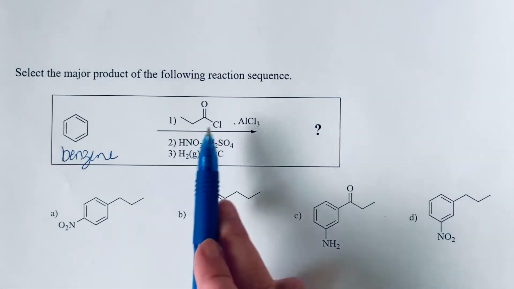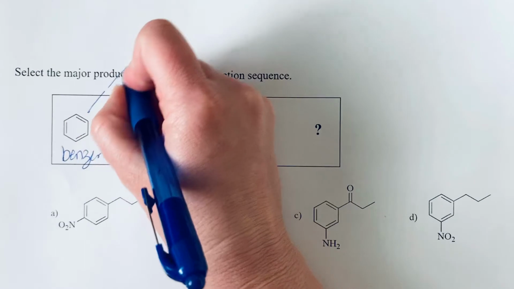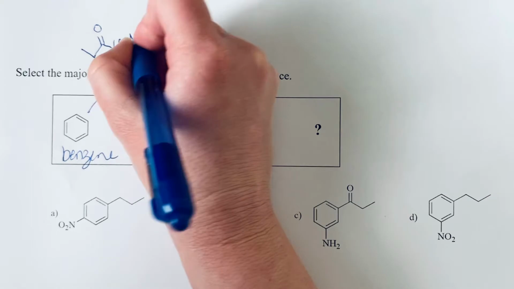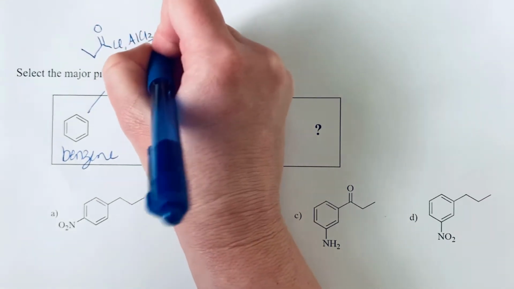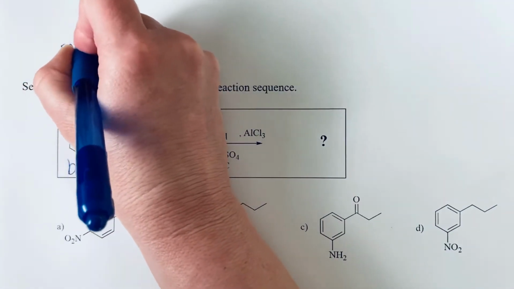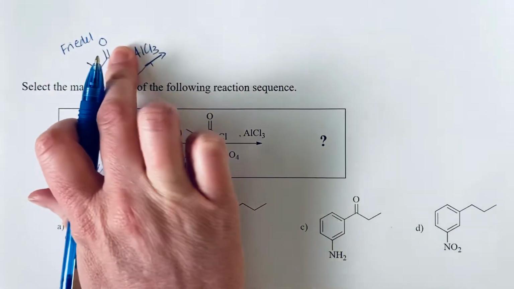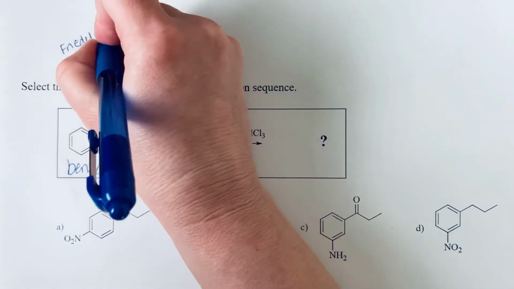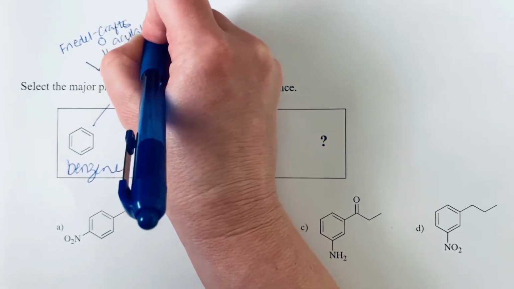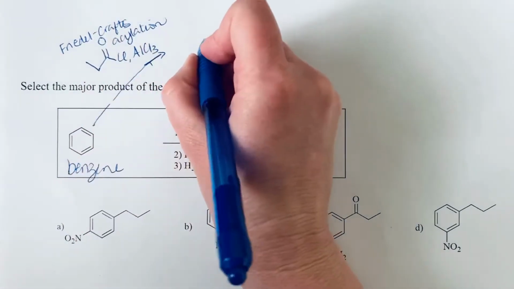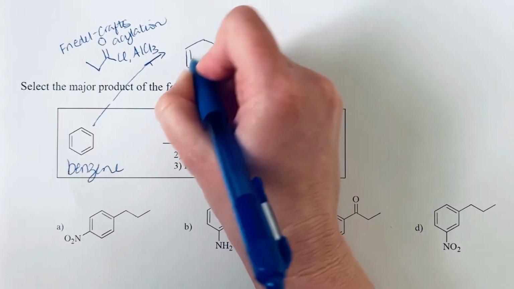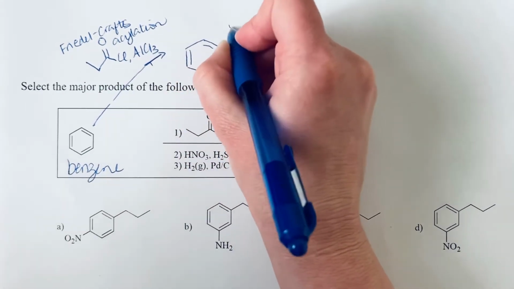If we take a look at the first step, we're reacting this with an acid chloride combined with aluminum trichloride. So this is a Friedel-Crafts acylation reaction. Acylation because we're adding an acyl group. We're essentially going to add that ketone to the ring. So it's a Friedel-Crafts acylation, and that's going to add these 1, 2, 3 carbon atoms to the ring.